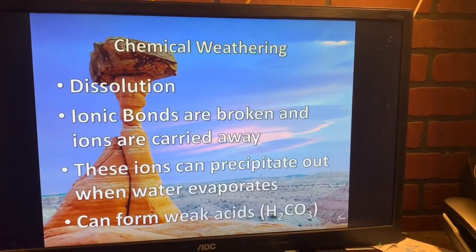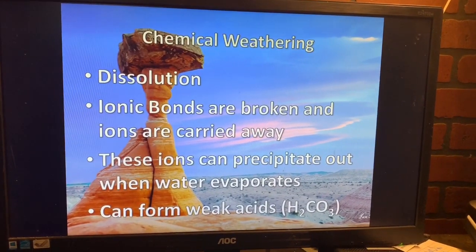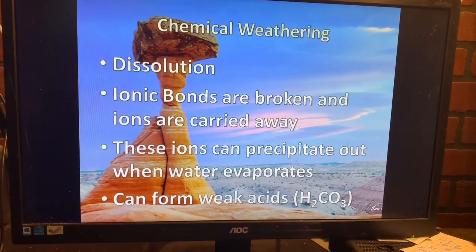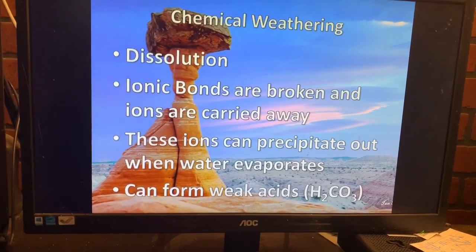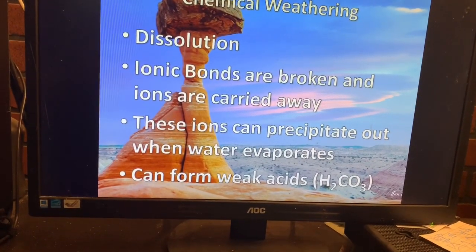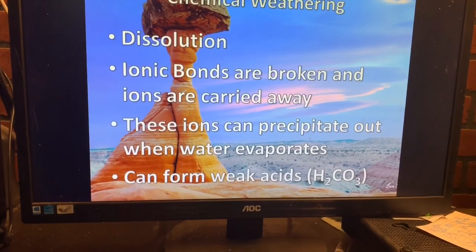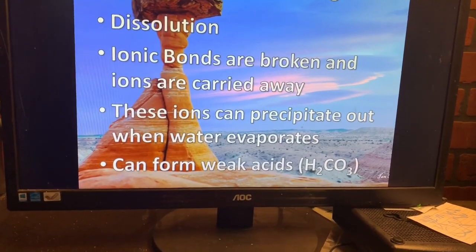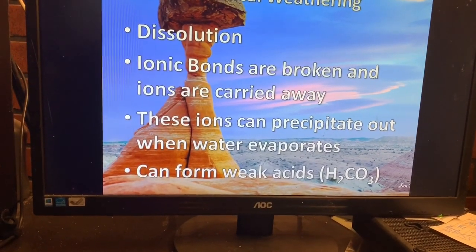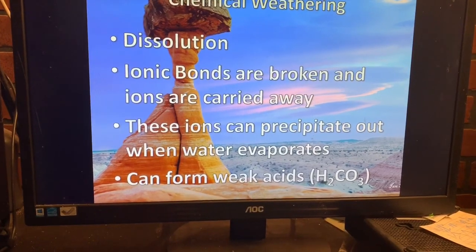Okay, the next type of chemical weathering is what we call dissolution. So in dissolution, what happens is if you have ionic bonds in your substance, those bonds get broken. And when they get broken, different ions can get carried away. So for example, if you had something like sodium chloride, you'd break the bond and the sodium might get carried away and the chlorine might get carried away. Now, sometimes those ions can precipitate. Remember, we talked about this before. If there's too many of them in water, they'll come out. Okay? Or if the water evaporates, they'll come out. This is how we get stuff like halite and gypsum.